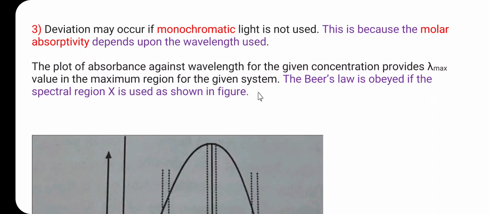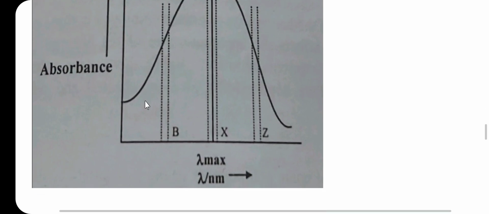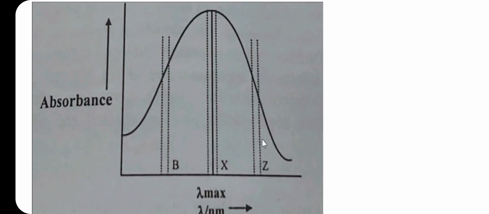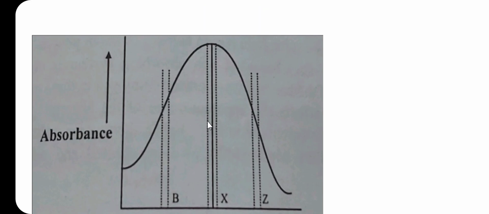So here, to find out the value of lambda max, we have to plot the graph of absorbance versus wavelength. This is the graph of absorbance versus wavelength in nanometers. This is the shape of the graph. Here the graph is divided into three regions: this is X, this is Y, and Z.